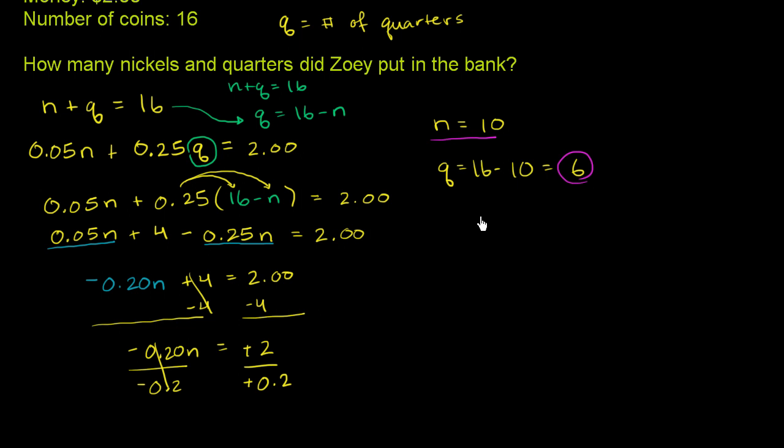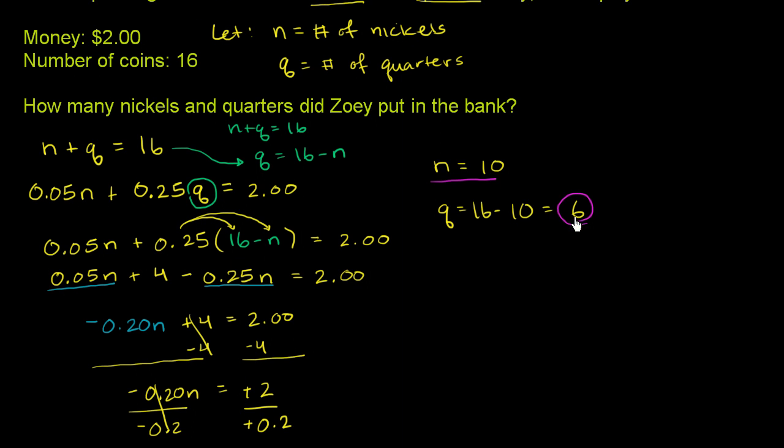And we can verify it. So clearly she has 16 coins. That part makes sense: 10 nickels, 6 quarters, that's 16 coins. And we can also verify this is the right amount of money. 10 nickels are going to be 50 cents, 10 times 5 cents each. And then 6 quarters is going to be $1.50. So the total amount of money she has is 50 cents plus $1.50, which is $2. So it all works out.